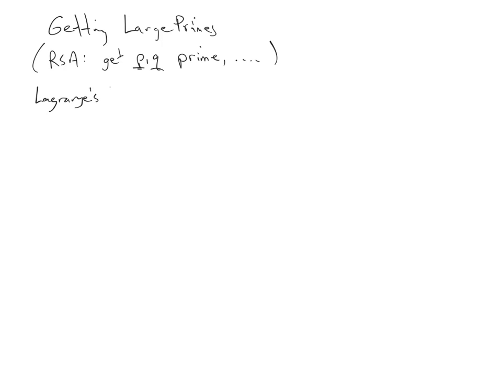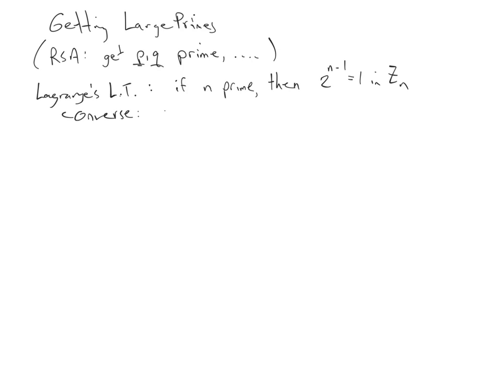So Fermat's little theorem says if n is prime, then 2 to the n minus 1 equals 1 in Z sub n. The converse says if 2 to the n minus 1 equals 1 in Z sub n, then n is prime.